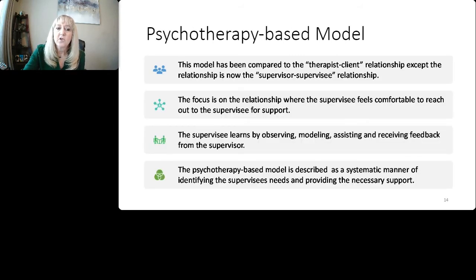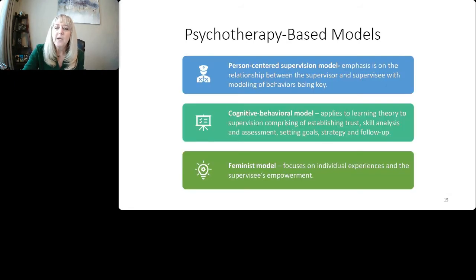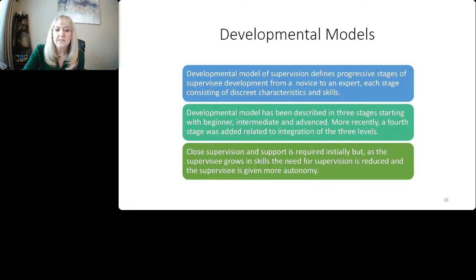So the first one is the psychotherapy-based model, and this is that therapy-client relationship, and it is the supervisory to supervisor relationship. The focus is on the relationship that the supervisee feels, and this is a typo, I caught it, to reach out to the supervisor for support, being that available person, that go-to person. The supervisee is learning by observing, modeling, assisting, and receiving feedback from that supervisor. So it's just assisting that person, being kind of that role model. So I'm going to skip over this one for time's sake.